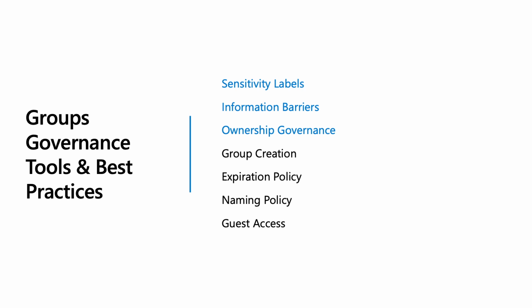To make sure you have complete knowledge of all the tools, I will also quickly walk through the existing group governance tools you can use, such as the expiration and renewal policy to help you automate cleanup of inactive groups, naming policy to help you define naming convention of different groups, group creation, which will help you control who can actually create these groups, and finally, guest access control will help you manage guests in your organization.